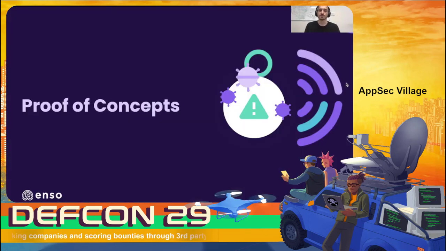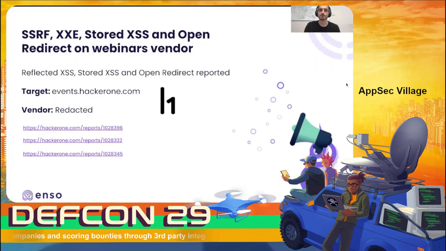So now let's look at some POCs. The first one will be SSRF, XSS, stored XSS, and open redirect on a certain webinars vendor, which will be redacted for this talk, although the vulnerabilities are already fixed. Our target was events.hackerone.com, and the 3 reports have been disclosed for about 4 months. You can look at the links provided here after the talk as well.